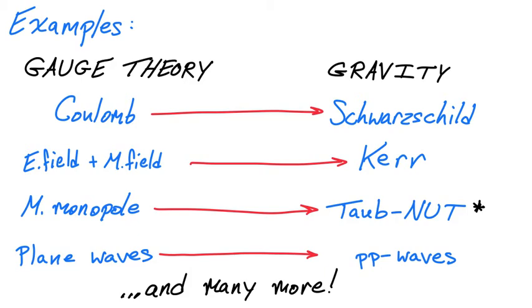I also add here that plane waves in electromagnetism double copy to pp-waves, which are exact gravitational wave solutions. These are time-dependent solutions, and it's interesting that the double copy also works in that case.